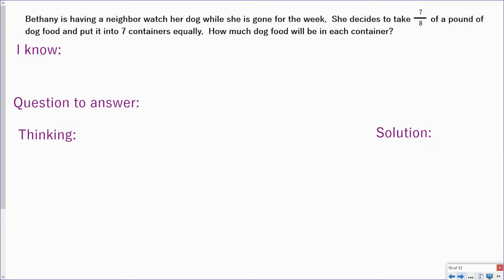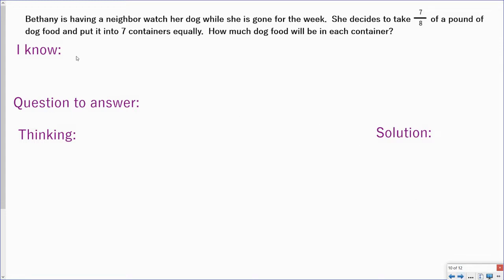So here we have another situation. Bethany is having a neighbor watch her dog while she's gone for the week. She decides to take 7/8 of a pound of dog food and put it into 7 containers equally. How much dog food will there be in each container?